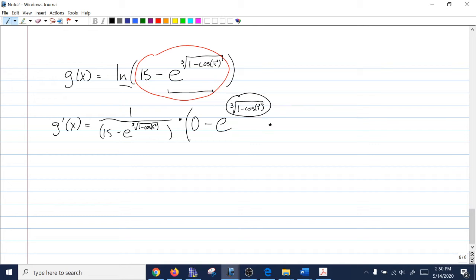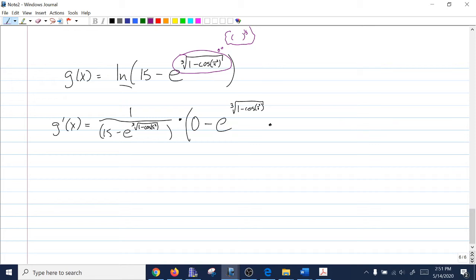Times, now I need the derivative of the inside. Now it's time for me to turn my gaze to this thing and say, how do I take the derivative of that? It's helpful to remember it's that stuff to the 1/3 I'm looking at. A cube root is a power of 1/3.